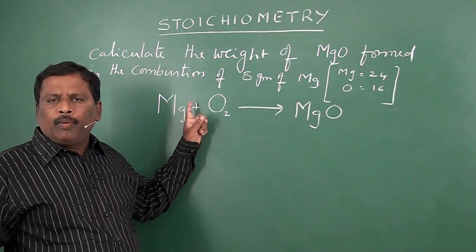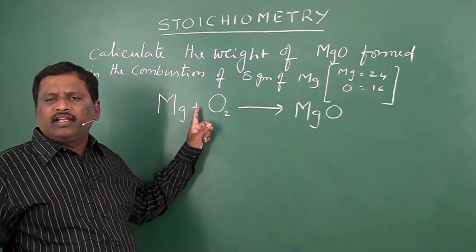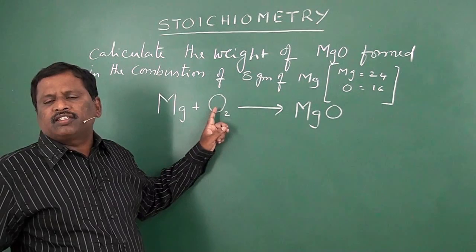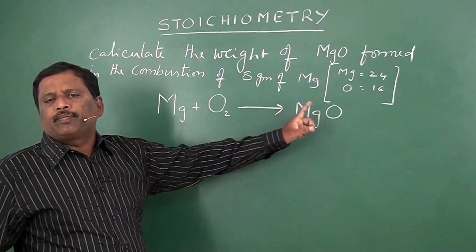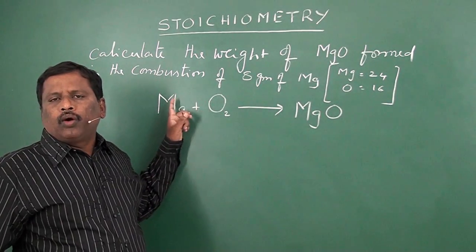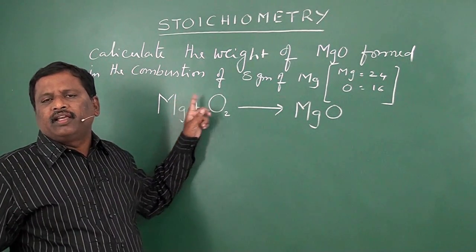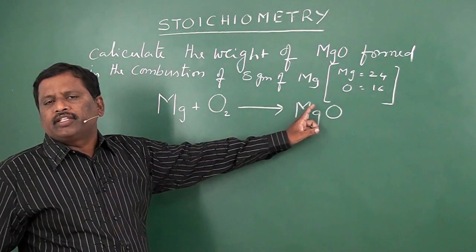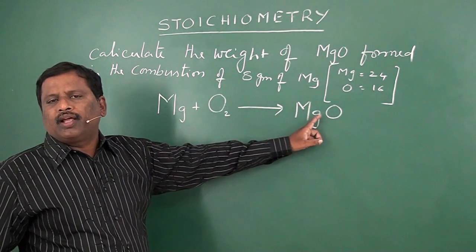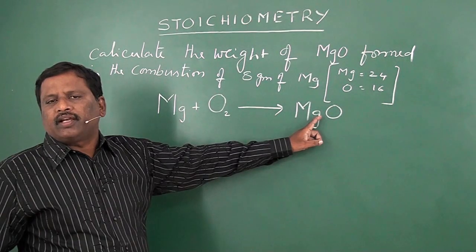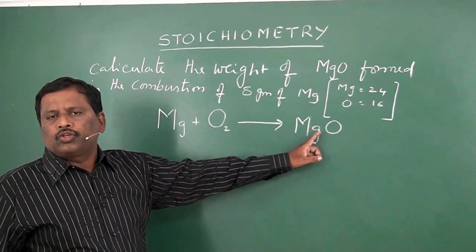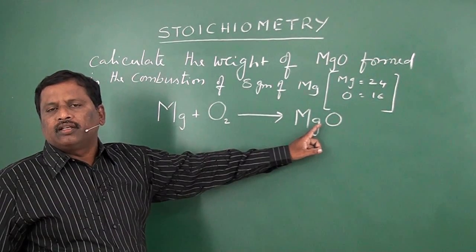So check how many magnesiums are there in the reactant side and how many in the product side. How many oxygens are there in the reactant side and how many in the product side. Now, one magnesium is present in the reactant side. In the product side also you have one magnesium. But in the reactant side you have 2 oxygens, whereas only 1 oxygen is present in the product side. So oxygens are not balanced. So you have to balance oxygen.